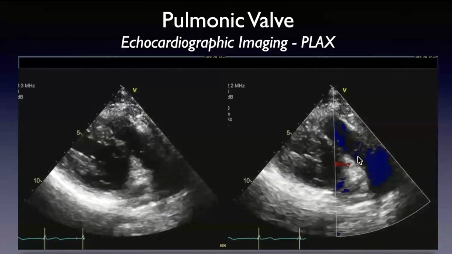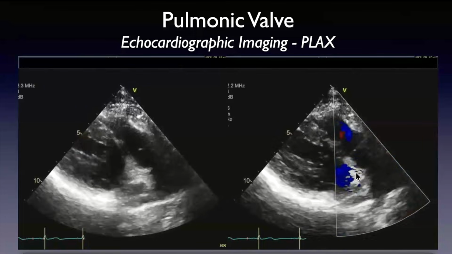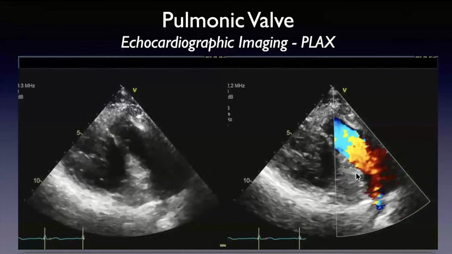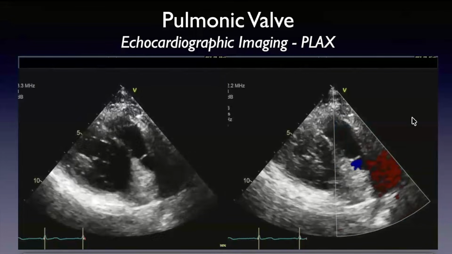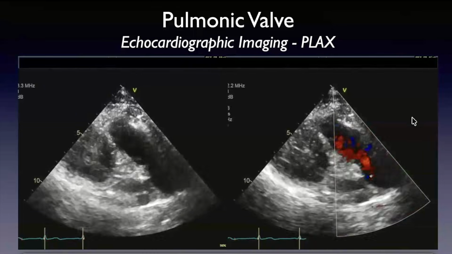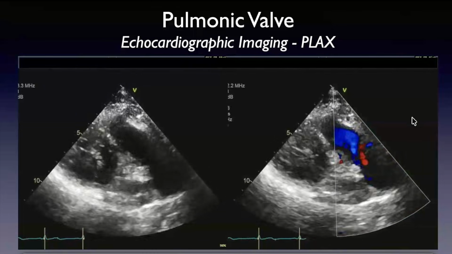You can see the flow axis of the valve. And on this echocardiogram, you don't see any noticeable pulmonic regurgitation. The pulmonary valve cusps are actually quite thin normally, and sometimes they're very difficult to see unless the image quality is excellent.